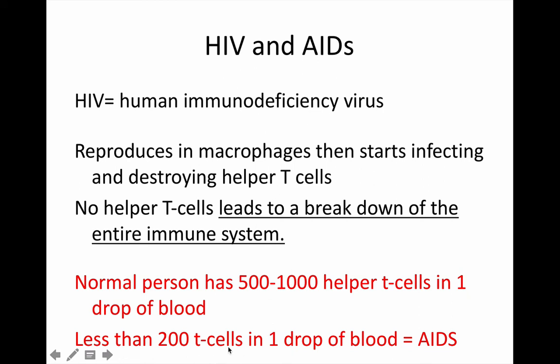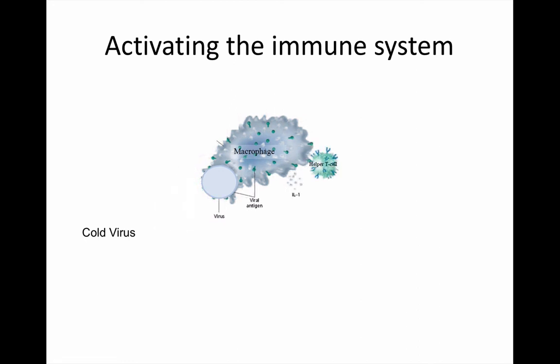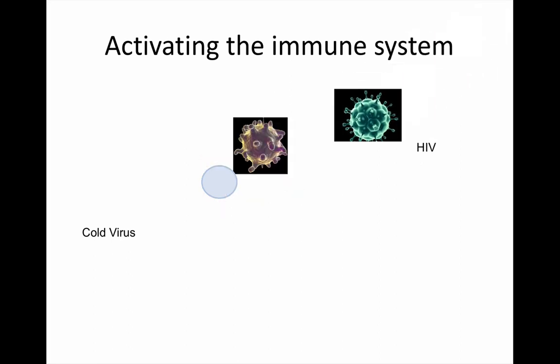And AIDS is when so many helper T cells have been destroyed that it's almost like they don't have an immune system. So an example, so let's say you get a cold. A cold virus gets in, macrophage eats it, destroys it, but now someone has HIV virus. The HIV virus goes through and is destroying the helper T cells. So it's like the helper T cells aren't even there. So HIV destroys the helper T cells. You can't go any further. Your immune system is worthless to you.